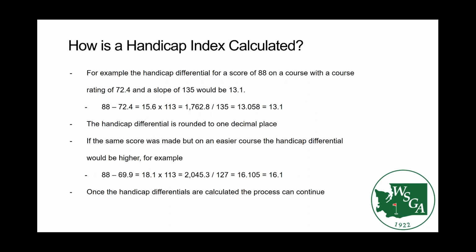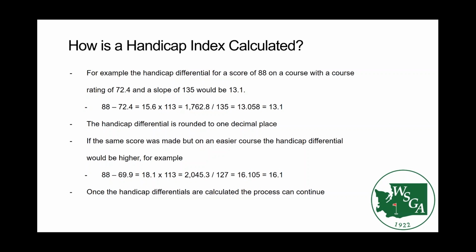In this example, we scored 88, and our course had a rating of 72.4 and a slope of 135. So as we figure that out, 88 minus 72.4 is 15.6, multiplied by 113 is 1,762.8, divided by 135 comes out to 13.058, which rounds to 13.1.